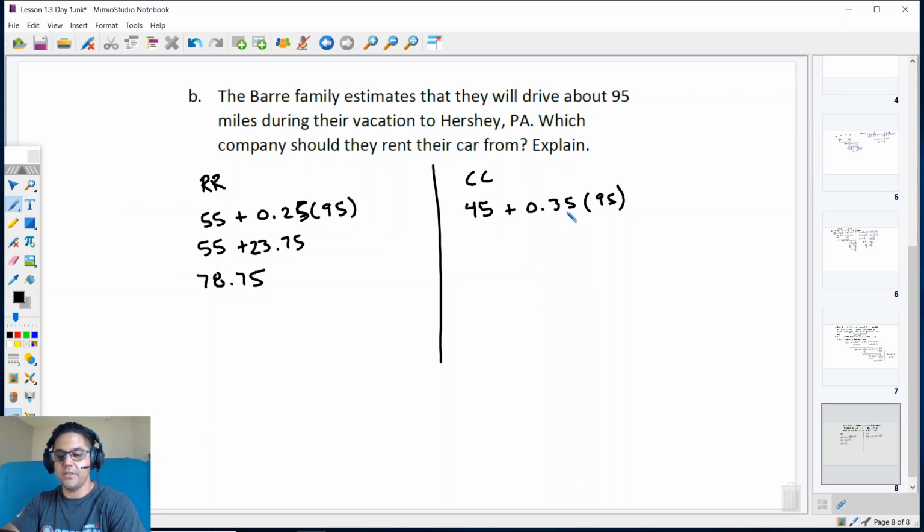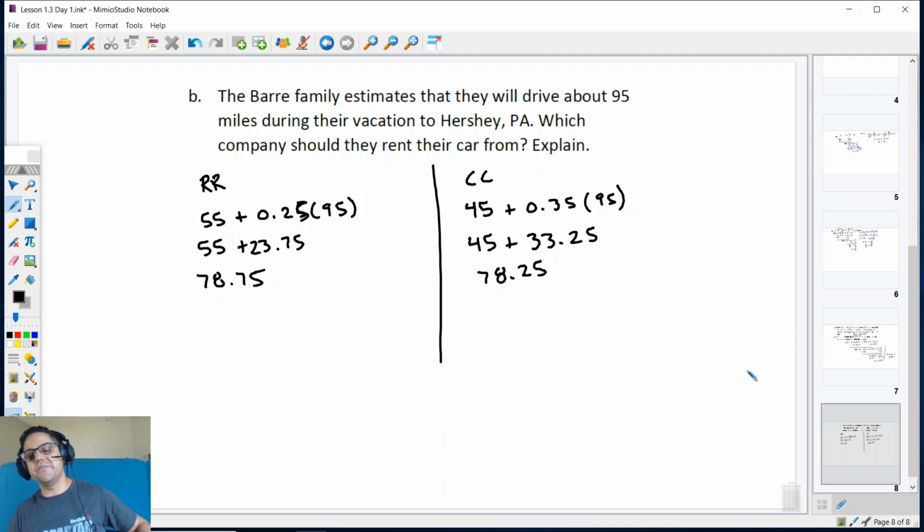Over here on Capital Cars, on my calculator again, I'm going to do 95 times 0.35. That's $33.25, and their initial charge was 45. So I'm going to press plus 45, and that's going to be $78.25. So really, does it make that much of a difference right now? No, not really, but eventually it might get into a really big mile trip where it can cost a lot of money difference. So you really have to figure out which one's cheaper dependent upon the scenario.